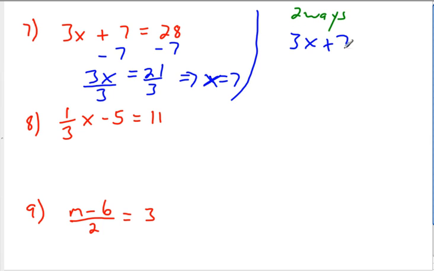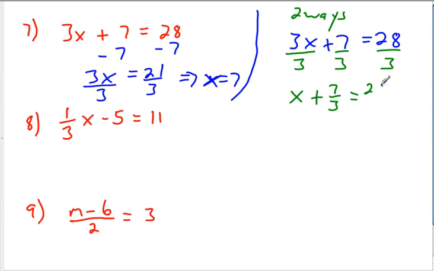So 3x plus 7 equals 28. Unlike addition and subtraction, when you divide or multiply, it has to be done to every single term, every single thing. And that doesn't come up in one-step equations because there's only one term on each side. So if we wanted to do the division first, we would have to divide everything by 3, and then we end up with x plus 7 thirds equals 28 thirds.